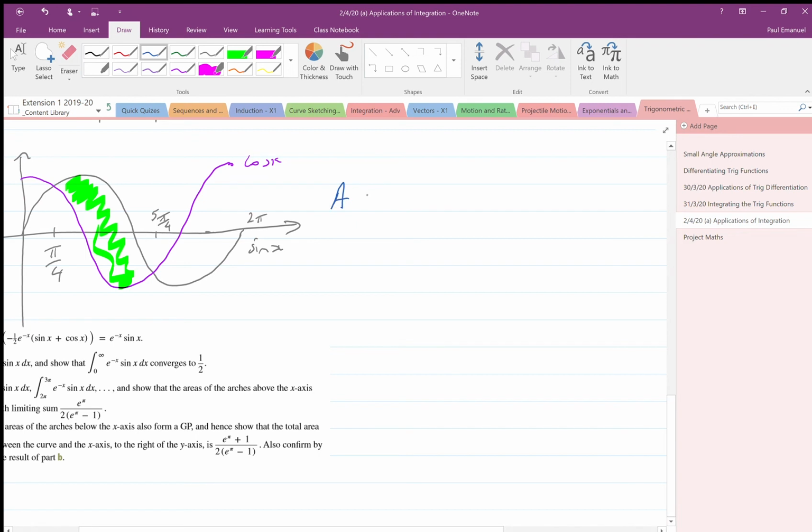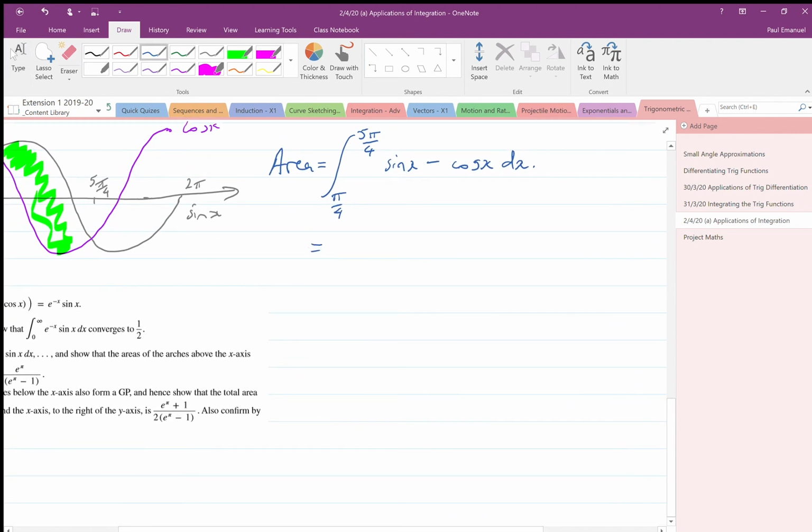And so the area, pi over 4 to 5 pi over 4, top, which is the grey one, so that's sine, bottom, cos x. Okay, sine goes to negative cos, cos just goes to positive sine.